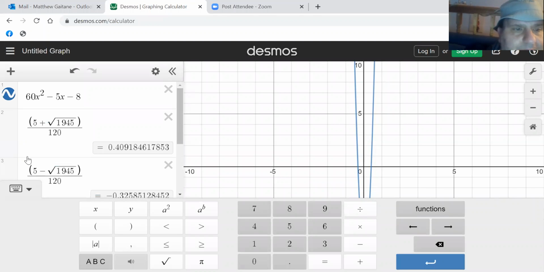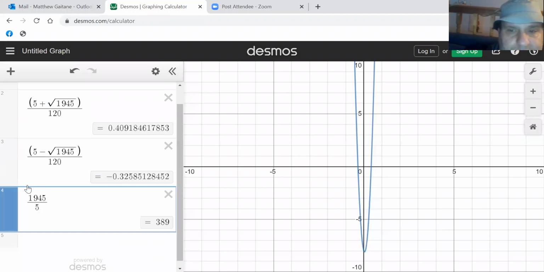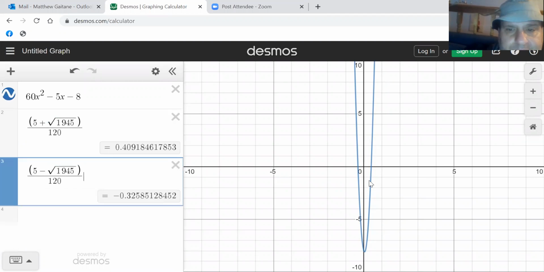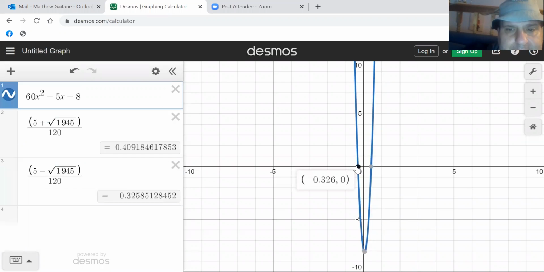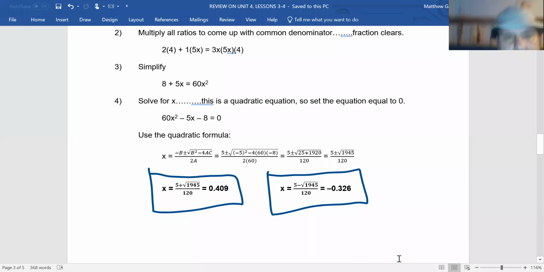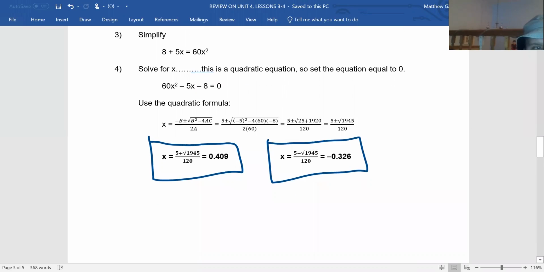My graph, those are the intercepts. I don't want to go for this, it's not necessary. It's negative 3.26, negative 0.326, excuse me, and 0.409. All right. So in a question like this, I wouldn't expect you to break down the radical, but if you did, let me just show you.